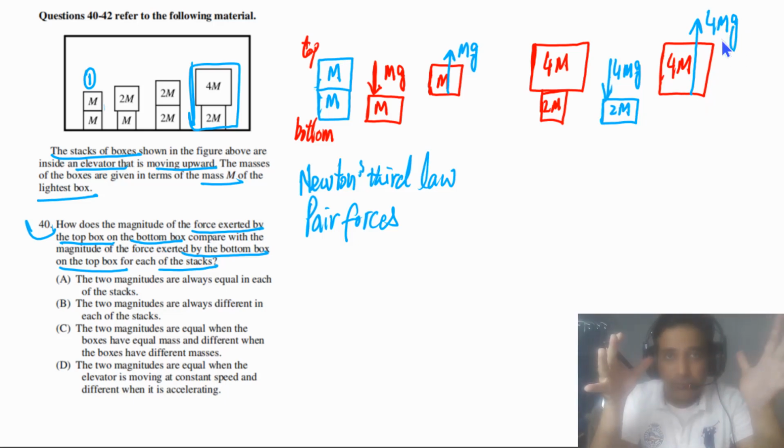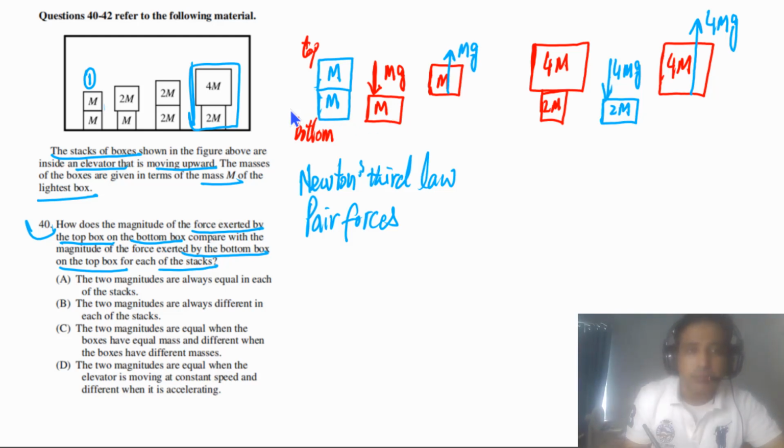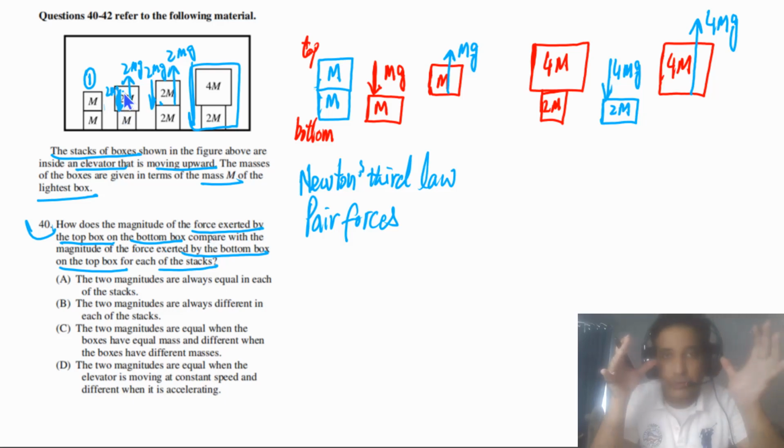These are the same type of forces acting on two different objects but acting in opposite directions. So each box will experience, the force on this one is 4mg, the force on this one in the upward direction, if I draw here, will be 2mg, and the force on the bottom box will be 2mg as well, and the force on this one upwards will be 2mg. So this is how you need to understand this problem.